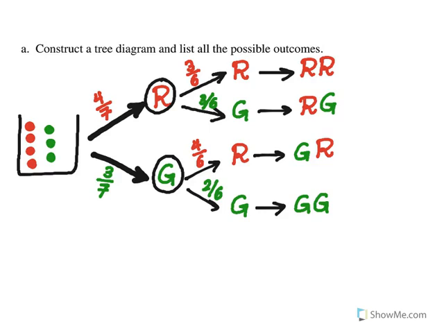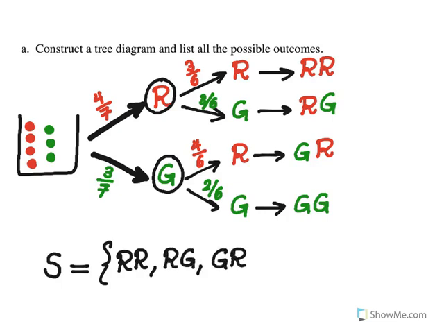Now, if someone tells you to list all the possible outcomes in the space of outcomes, you can say that the space contains red, red, red, green, green, red, and green, green. But the tree diagram is important because it's showing you the probabilities on the arrows as you're going with your choices.